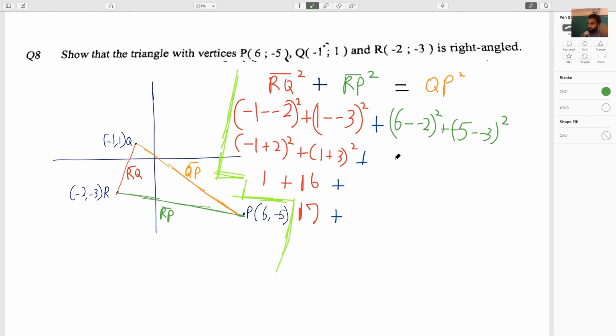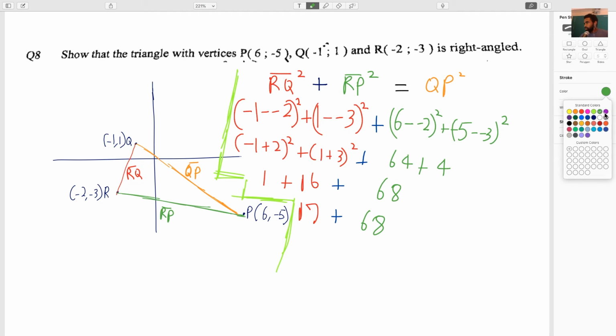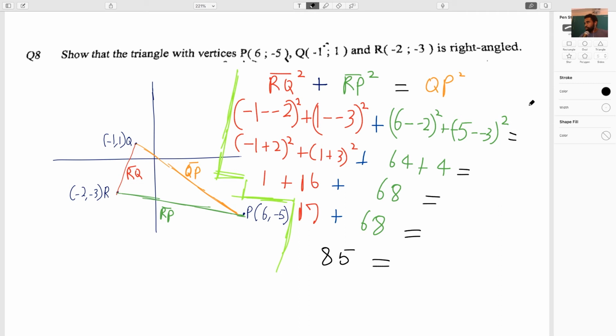And that would give us, we have 6 plus 2 squared, which is 64, plus minus 5 plus 3 is minus 2 squared. So minus 2 squared is 4. So here we end up with 68, right? We'll just bring the 68 down. And all of this should be equal to, so when we add these together, we'll get 85. And that should be equal to 85 on this side.